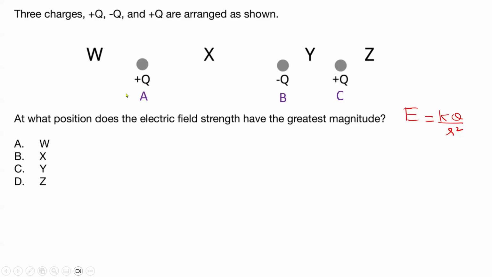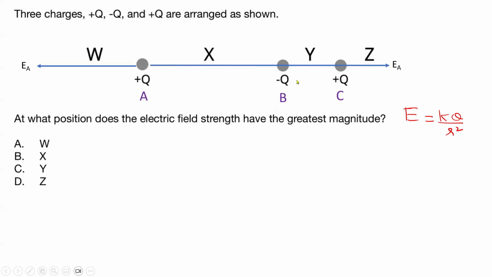Consider the charge at A, which is a positive charge. Electric field lines originate away from a plus Q, so we can draw these arrows. Notice electric field lines are going away from this charge A, and we have labeled that as EA, which is the electric field due to A.